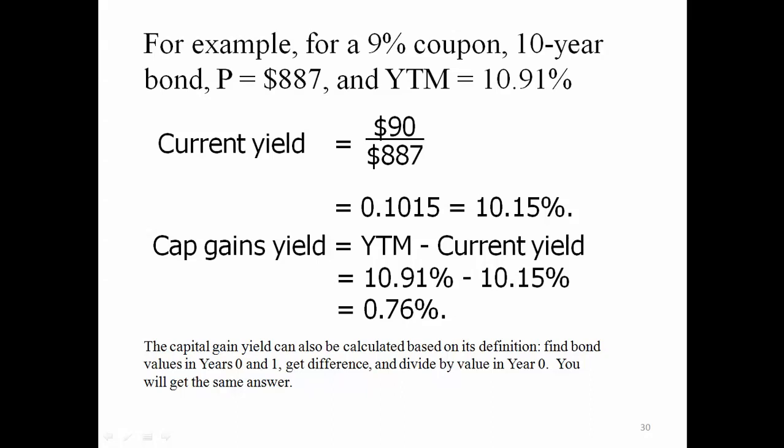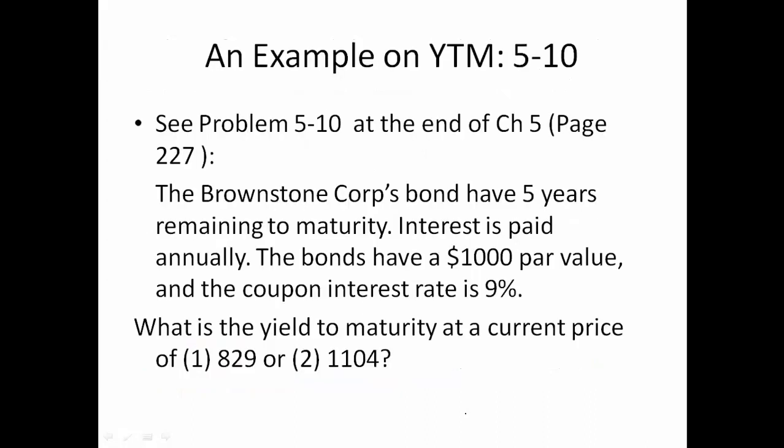You can also calculate this capital gain yield by calculating the bond price in year 1 and find out the difference between bond price in year 0 and year 1 and divide this difference by the price in year 0, which is the $8.87. So then you will get the same answer, which is 0.76%. We'll take a look at example 5-10 at the end of chapter 5. This is page 227 in your textbook.